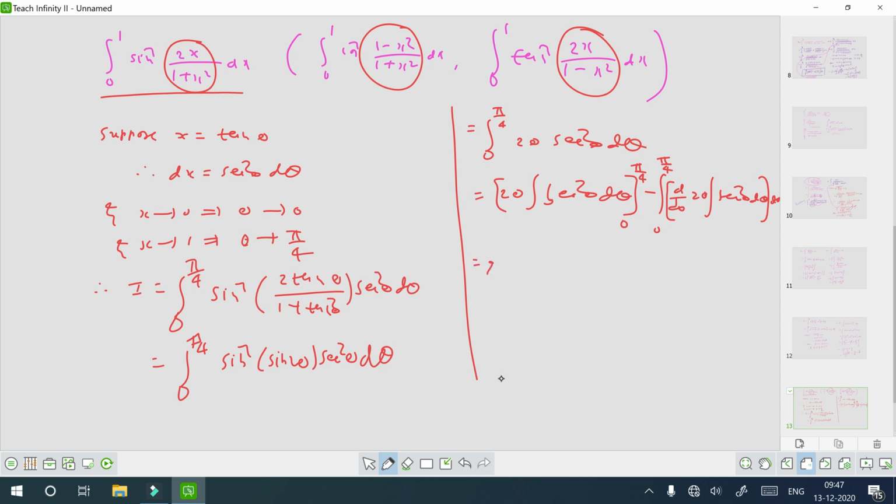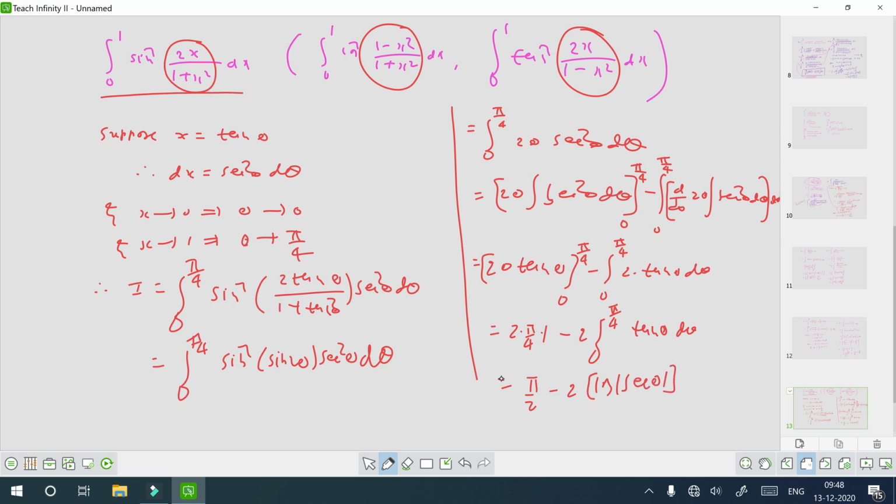So that comes out 2 theta tan theta. Agree with me? Yes. 0 to pi by 4. What is the derivative of 2 theta? 2, and this is tan theta d theta. So 2 into pi by 4 into 1, and at 0 it is 0. Minus 2 outside, integral 0 to pi by 4 of tan theta d theta. That comes out pi by 2 minus 2 log mod sec theta, 0 to pi by 4.